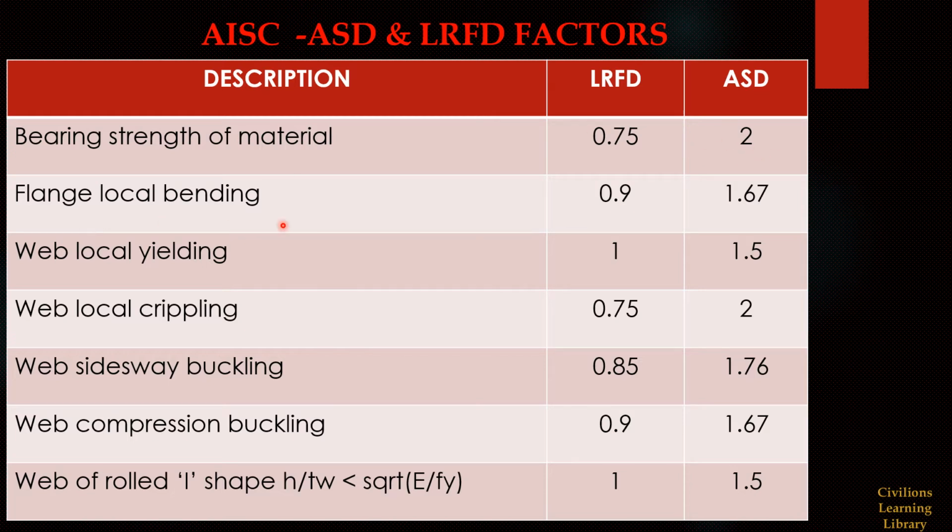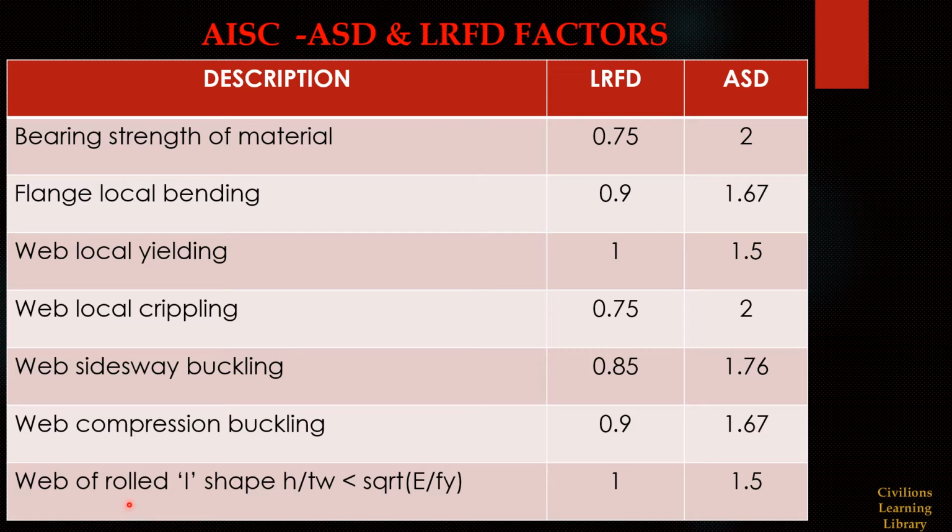Then flange local bending, 0.9 for LRFD and 1.67 for ASD. And particularly for web local yielding, the LRFD value is 1 and the ASD value is 1.3. For web local crippling check, LRFD is 0.75 and ASD safety factor is 2. For web sidesway buckling, LRFD value is 0.85 and ASD is 1.76.